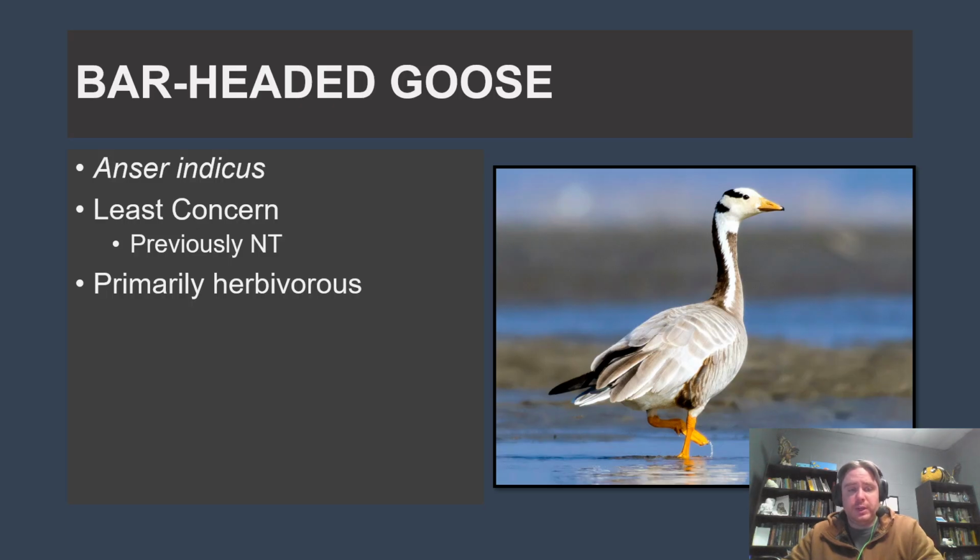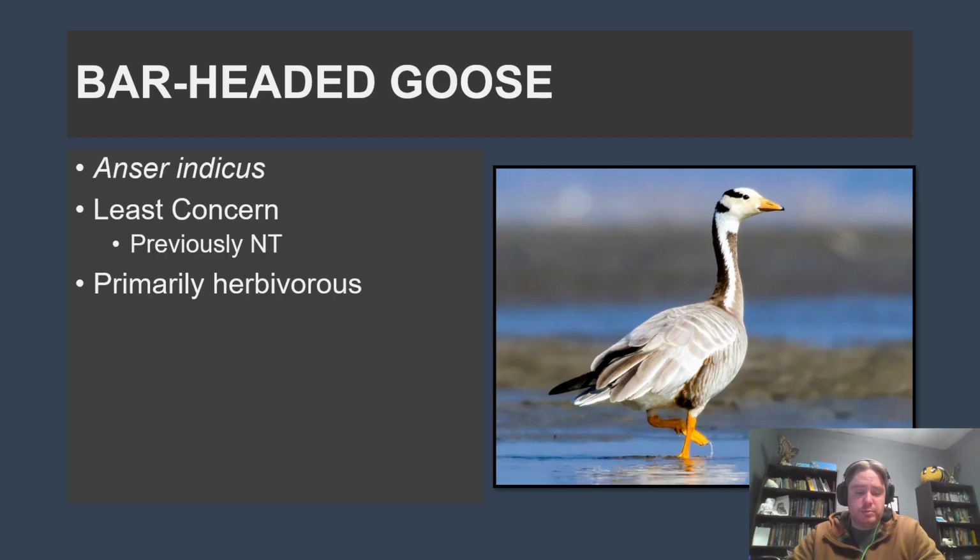Bar-headed goose, Anser indicus, is a species of least concern, though was previously listed as near threatened, and is generally herbivorous, eating things like seaweed on the coast. It will also take some number of small insects and crustaceans, so they do have a little bit of variety in their diet. And for the most part, with the vast majority of these anatid species, that will be the case.